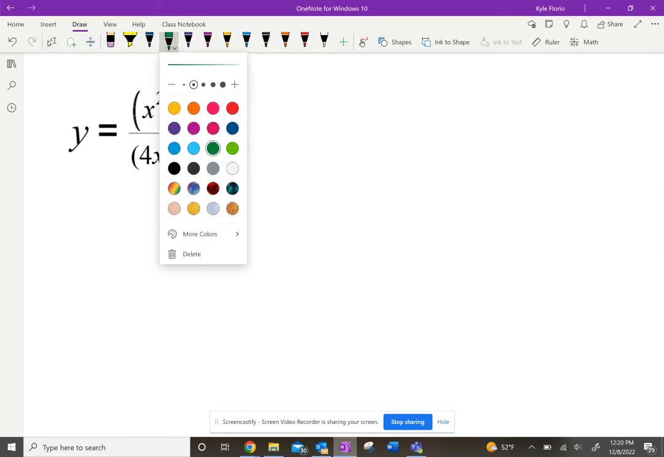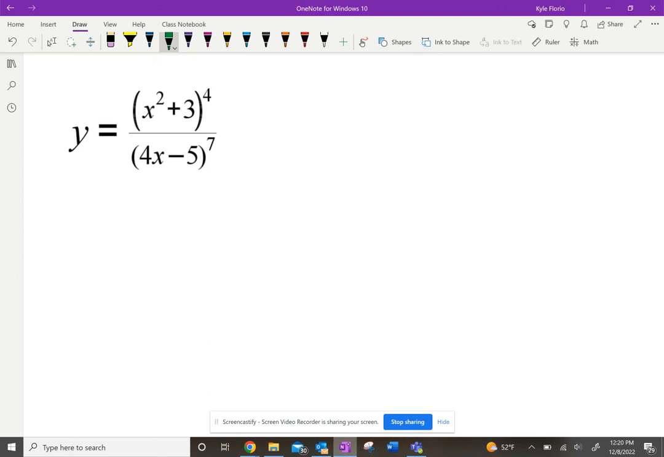All right, another example. Just by looking at it, you can tell we're going to use a quotient rule here. So we have our top function f and our bottom function g. I'm going to take the derivative. So again, low d high minus high d low over low low. So low d high. Now the derivative of the top, I'm going to have to use a chain rule.